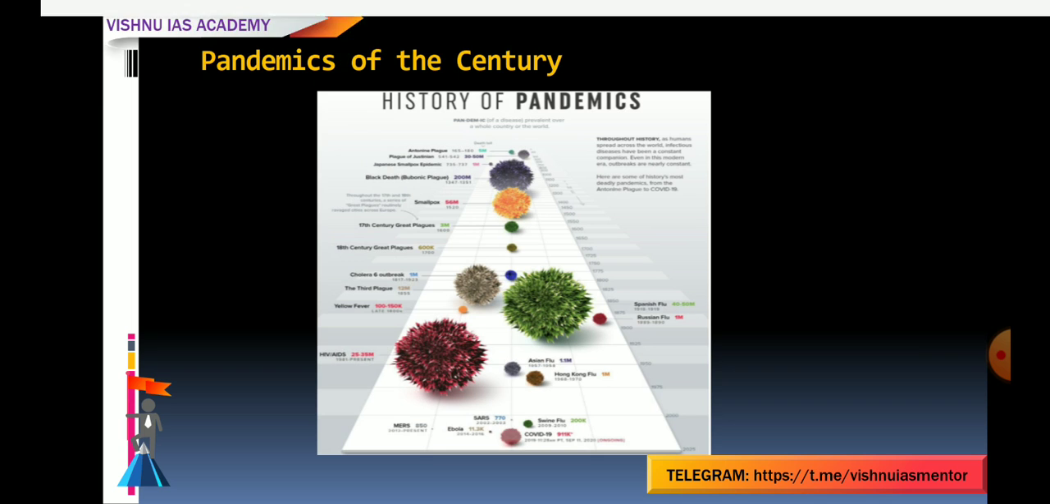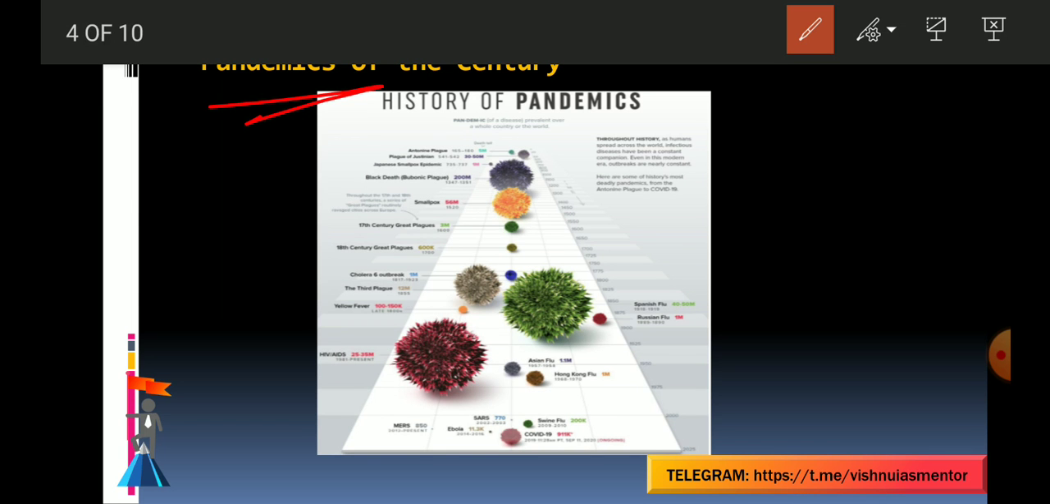Next, pandemics of the century. This picture is actually not clear, so I will provide it in the Telegram channel. You can refer to it. This picture is about the history of pandemics, what pandemics have broken out until now, and the death toll of each.